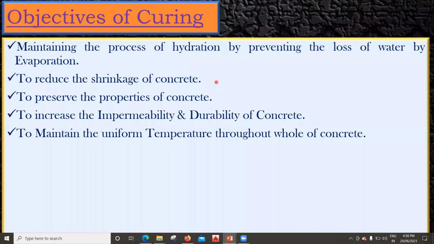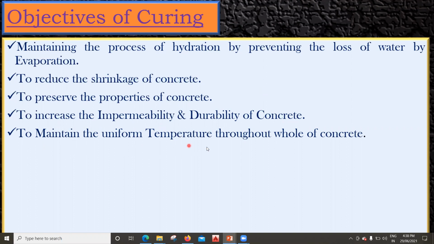So if you try to do the curing after some time, then what will happen? The shrinkage is not going to happen. Next is to preserve the properties of the concrete. Next is to increase the impermeability and durability of a concrete. If the strength gain will happen, then the concrete will be more durable also, right? So also to increase the impermeability and the durability of a concrete, we have to do the curing.